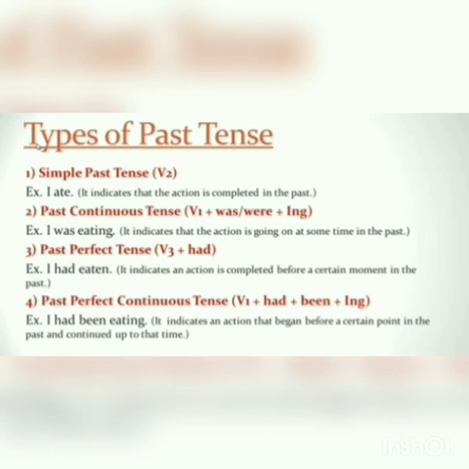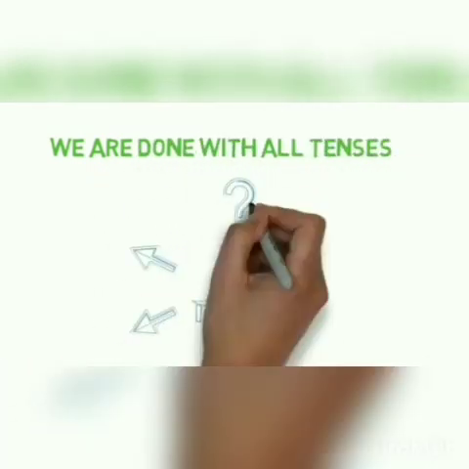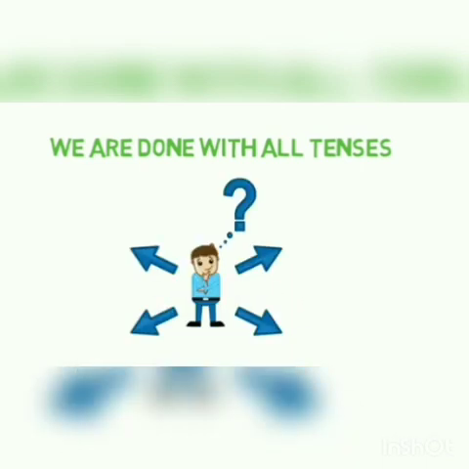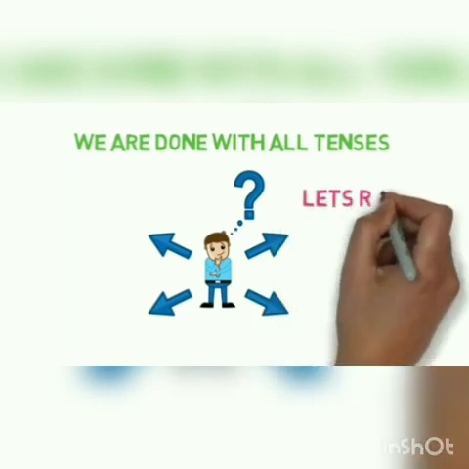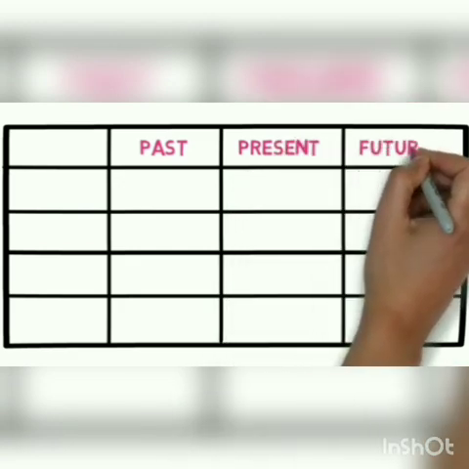Okay, children, I hope you all are clear with the types of tense. So children, we are done with all tenses and it's time to revise it. So we will be learning all the tenses in one glance in a tabular form. Okay, so let's revise. Children, you can even copy down this tabular column in your English notebook as it will be easy for you to learn it at one single glance.